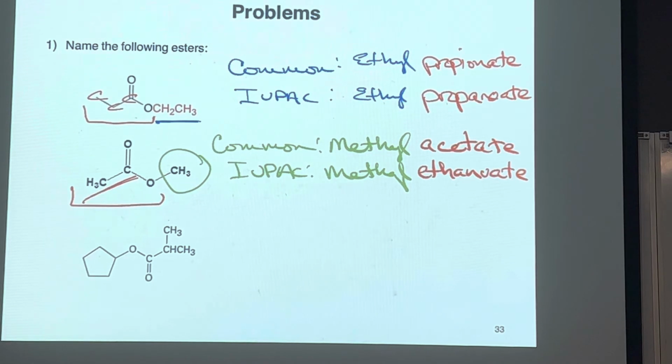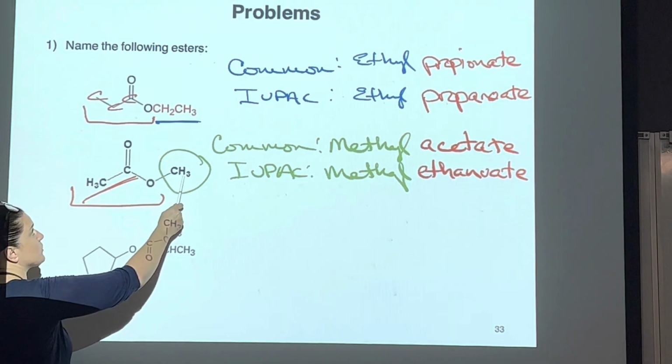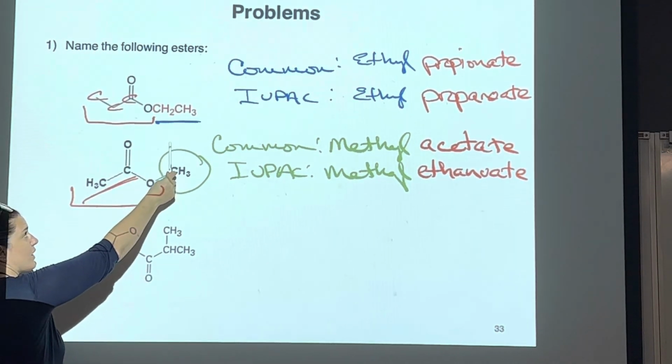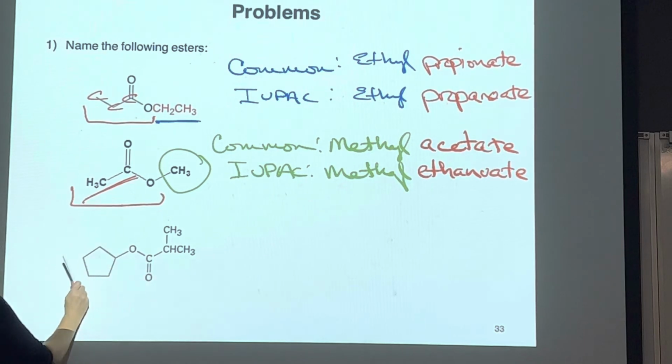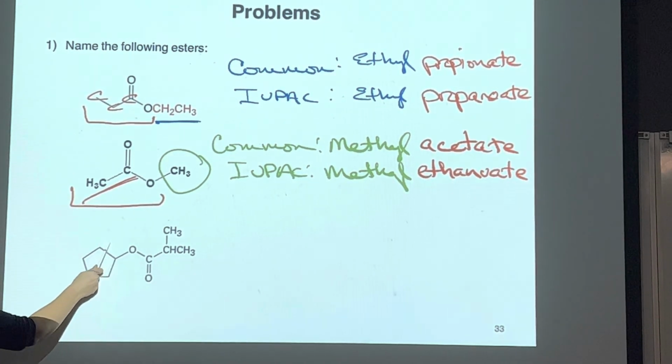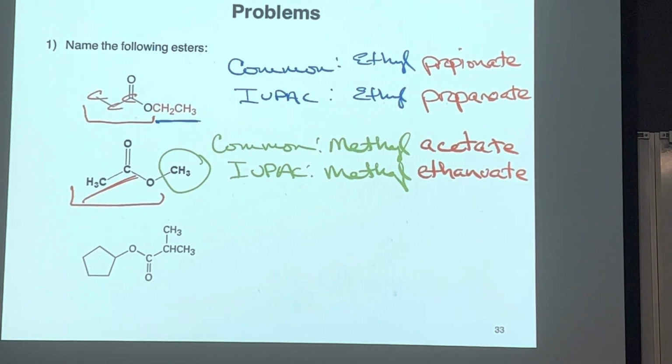Yes! Okay, so the next one is a little bit odd because it's drawn backwards from what we're used to. On this one and this one, the carboxylate oxygen was right here, and then we have the R prime group this way. This one is drawn backwards. So we have the carboxylate oxygen here, and the R prime is over here. Plus, it's a cyclic structure, so you're probably like, oh, I can't do that. Yes, you can.